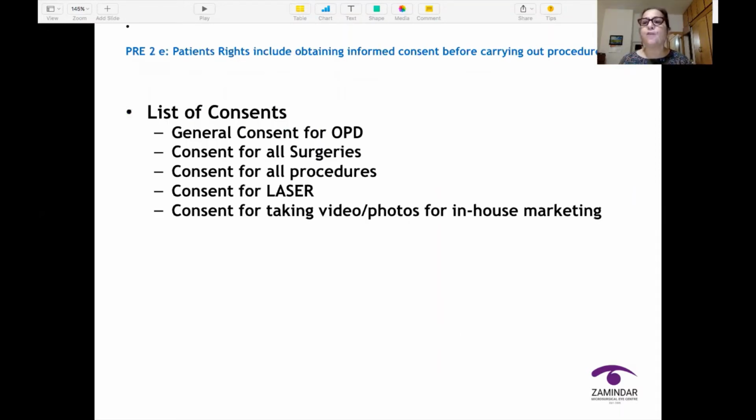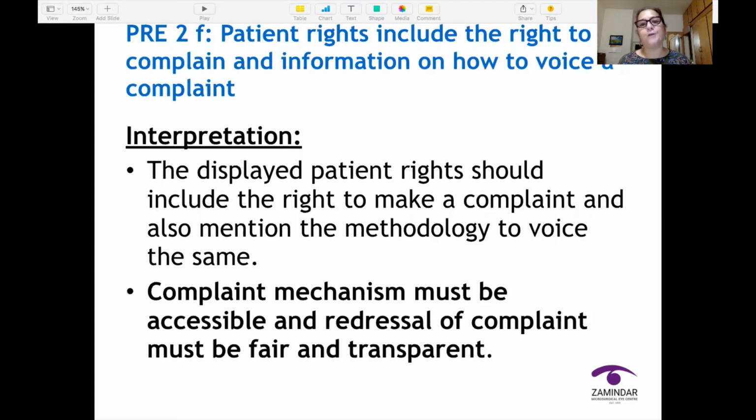A list of all informed consents which are required should be displayed, or it need not be displayed, but your staff should be aware. General consent for OPD is something you can negate now with the 5th edition standards. They said general consent is an implied consent, so that need not be taken. One piece of document is reduced. So that's good news for us. Consent is needed, of course, for all surgeries, all procedures, all lasers, and for any video or photo for in-house marketing.